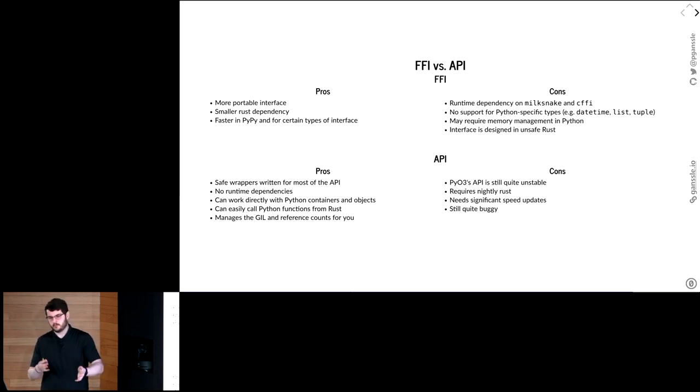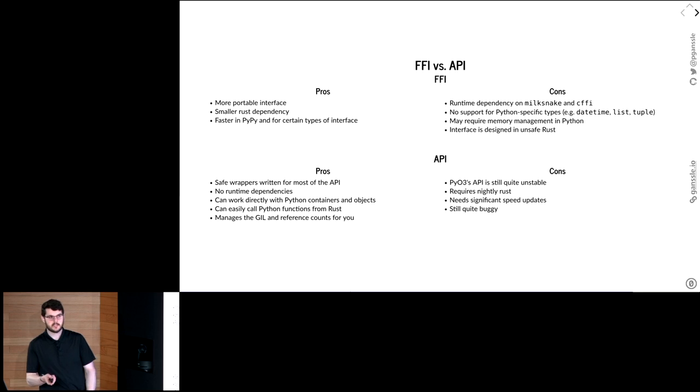With the FFI, you have almost no dependency. It's basically just whatever Rust you write. It can also be faster, like with PyPy and for certain types of interface, because PyPy can, I don't know the details of this, but their just-in-time compiler can make better optimizations when it's using CFFI than when it's binding to the C API, because it has this interaction layer in between. The downsides are, this brings in a runtime dependency on Milksnake and CFFI, which you may not like.